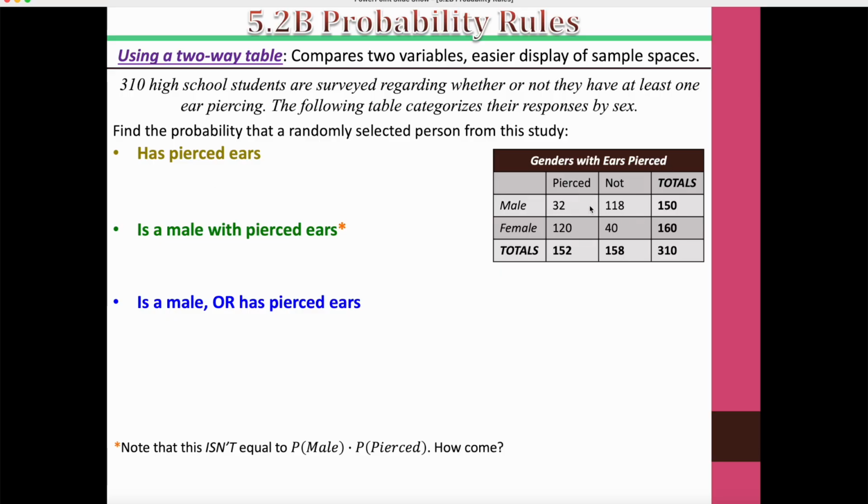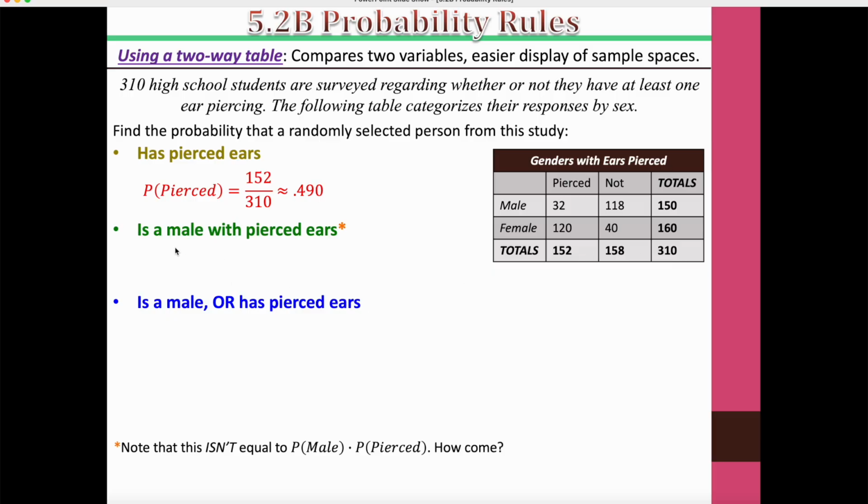So we kind of need to know, and if you haven't taken a moment yet to digest this table, think it through, it's a good way of representing two categorical data pieces. I guess I should say sex instead of gender, but one is sex and the other is pierced status. So this breaks us up into our 4 potential categories here. If I say what's the probability that they have pierced ears, we know the total number of people with pierced ears is 152, and the total number of people from whom we are randomly selecting is 310.